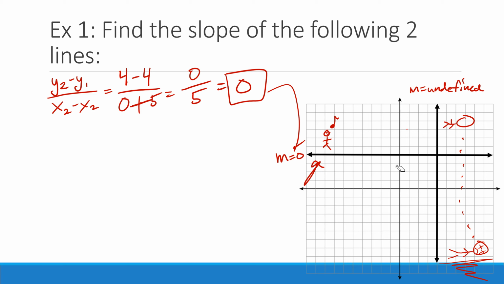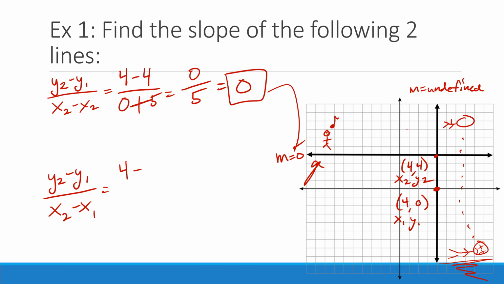But now let's look at the undefined line. For the undefined line, let's pick another 2 points. This one's easy. This one is over 4, up 0. We'll call this the x1, y1. And let's just pick a point up here. Oh, heck, I'm feeling crazy. Let's just do over 4, up 4. We'll call this our x2, y2. So for this line, y2 minus y1 over x2 minus x1, we have y2, 4, minus y1, 0, over x2, 4, minus x1, 4.